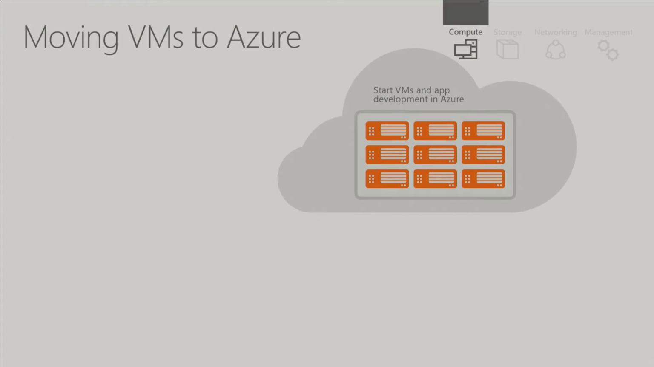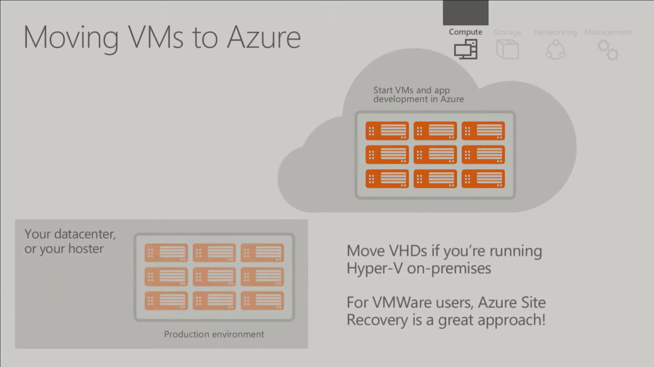So we showed creating a virtual machine from a set of gallery images that we have in the platform. But what if you have an existing machine you've been running and you want to move it to Azure? So here we've got the set of Azure machines represented up here in the cloud. Now we're going to show this. The bottom section here represents your machines running on premises. Whether that's running on Hyper-V, VMware, or bare metal, you have a set of machines.